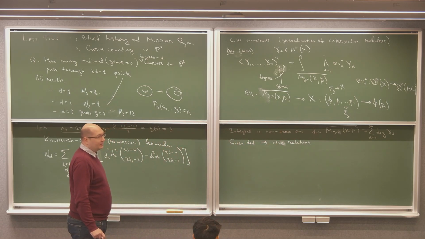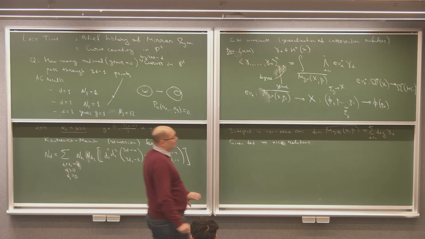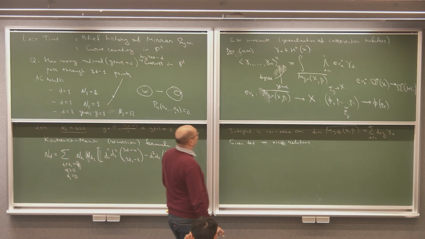What's the cohomology? I mean, what's the coefficient? I mean, for the cohomology. So here I would work over just complex numbers. So everything is over complex numbers.